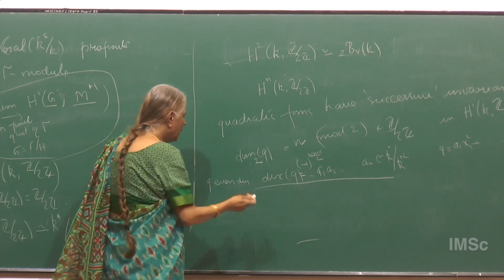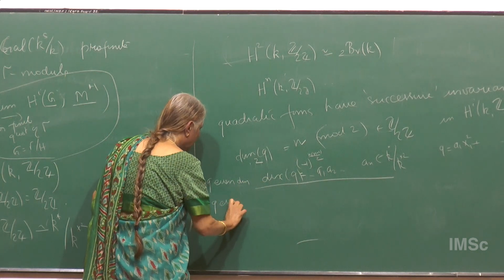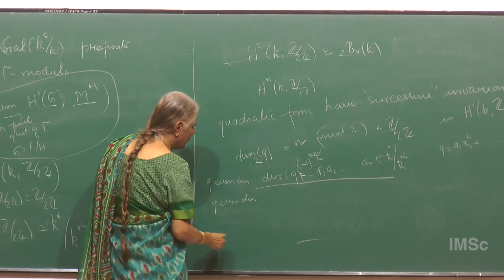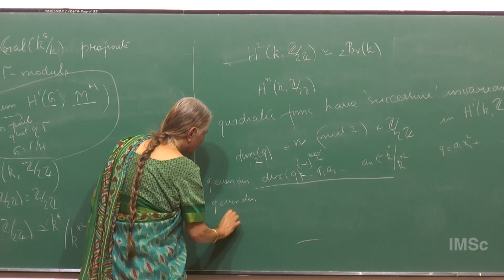Okay, and then suppose Q has even dimension. This is what I mean by successive invariants: even dimension and trivial discriminant.